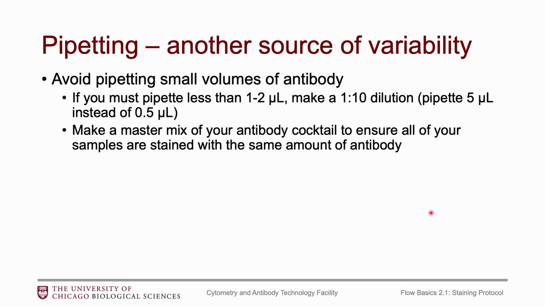So I would say avoid pipetting small volumes of antibody. Usually that means less than 1 to 2 microliters. So if you need to pipette less than that, I would recommend making a 1 to 10 dilution of your antibody first. So I generally dilute 2 microliters of antibody into 18 microliters of FACS buffer. And then you can pipette 10 times as much, and it's a much more reasonable volume to keep consistent between your samples.